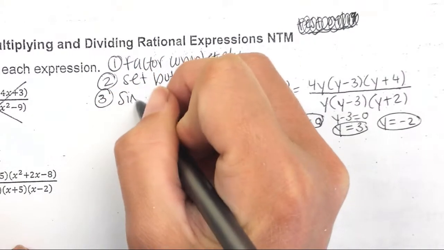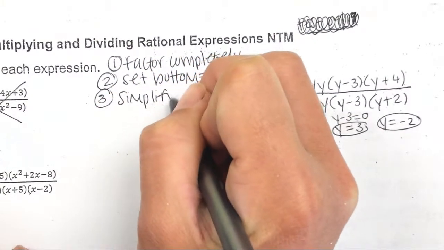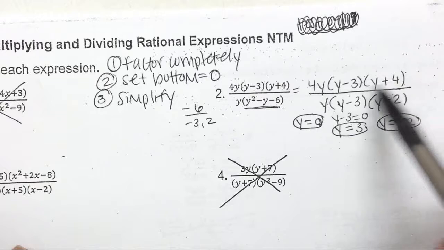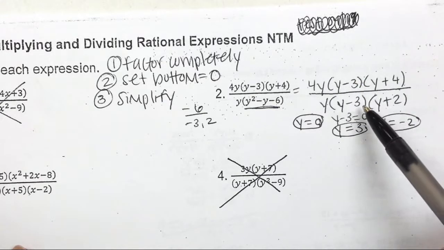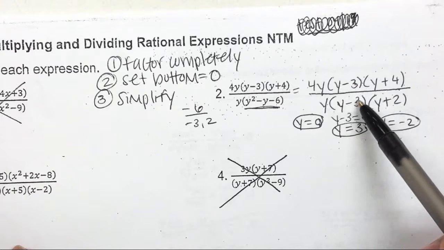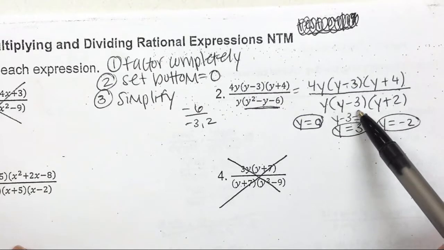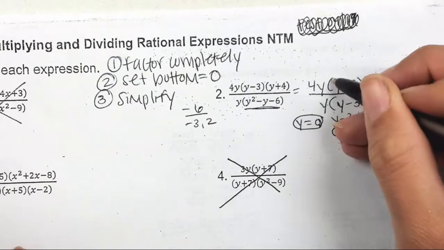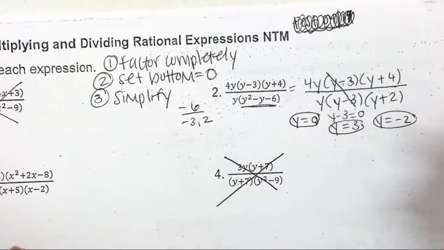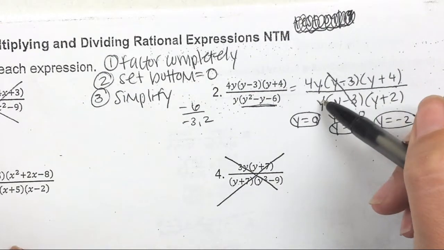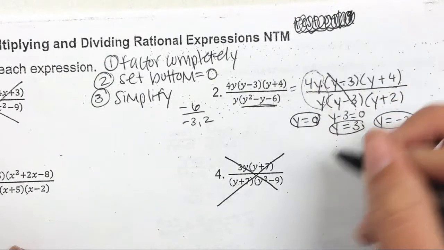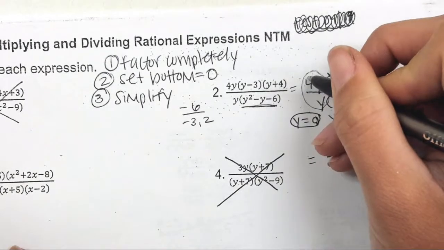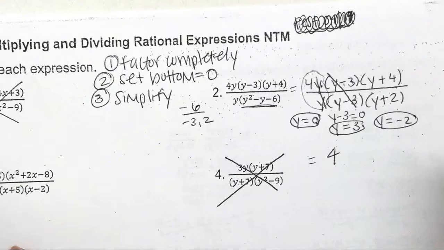Step 3, we're just going to simplify. So if I look at this equation that's factored, I see that a y minus 3 and a y minus 3 is on top and bottom. And when I divide these, they'll cancel out to just 1. So I can cross these out. And now this 4y and y, I know that 4y divided by y is just going to give me 4 because the y's will cross out.